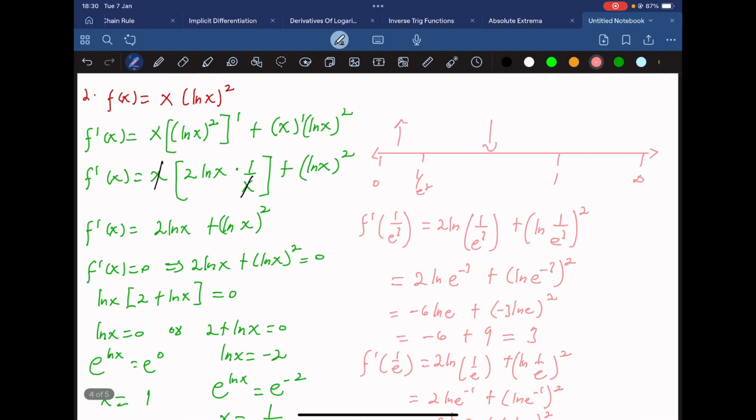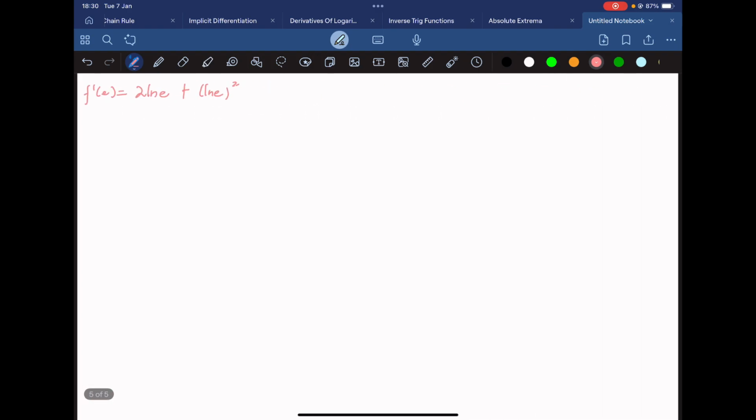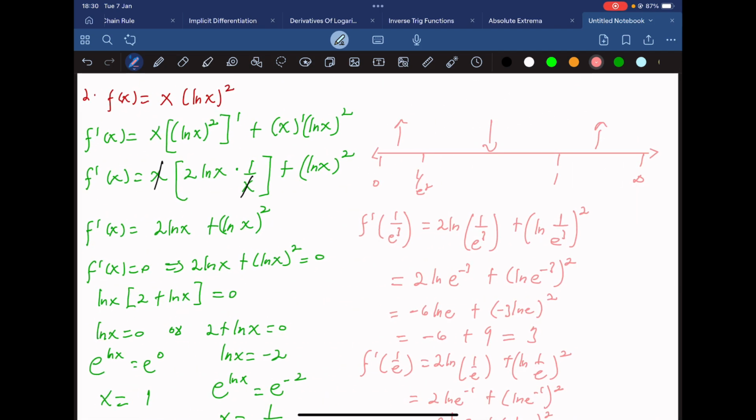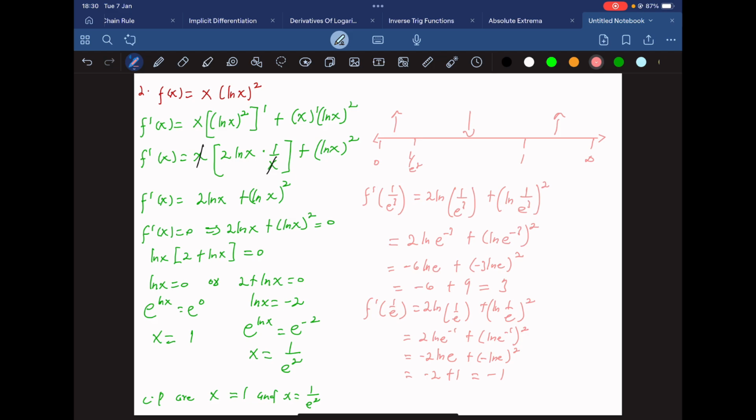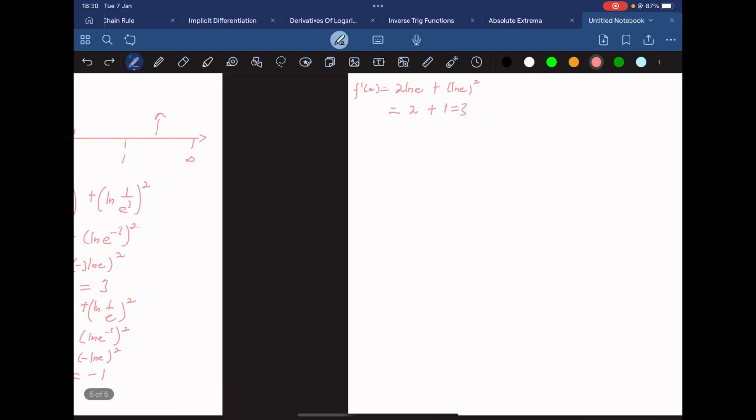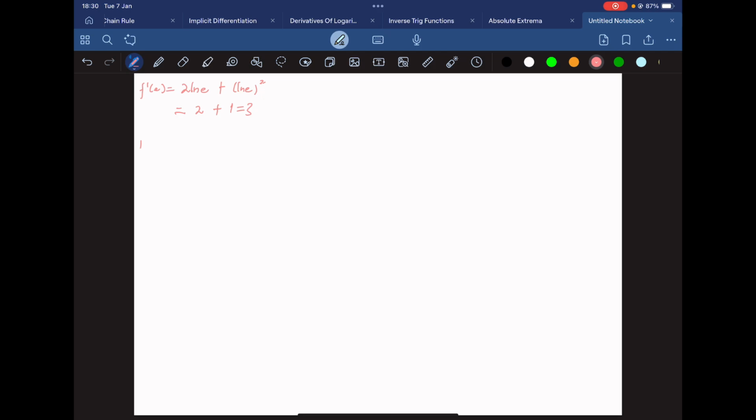Is this correct? So 2 ln of e plus here. So we know that ln of e is 1. So in this case, we have just 2. Over here, we have 1 squared, which is 1. So we have 3 over here. So we can see that this is going up. So now, where is the function increasing? So the function is increasing between 0 and 1 over e squared, and also increasing on 1 and infinity.